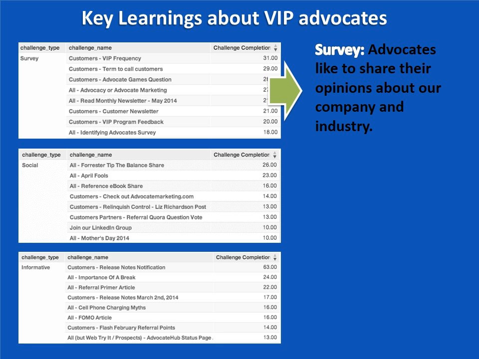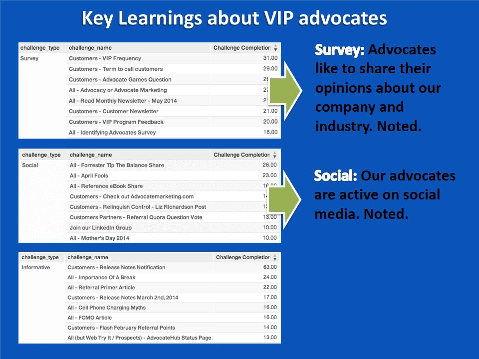Just based on all these challenges, we can see that advocates like to share their thoughts on our organization and on our industry. If there's lots of social types of completion, what does that tell us? Our advocates are active on social media. Noted. So we know about VIP advocates, we like to share. We like to share types of ebooks. We like to share reports. We like to share lots of things on social media.